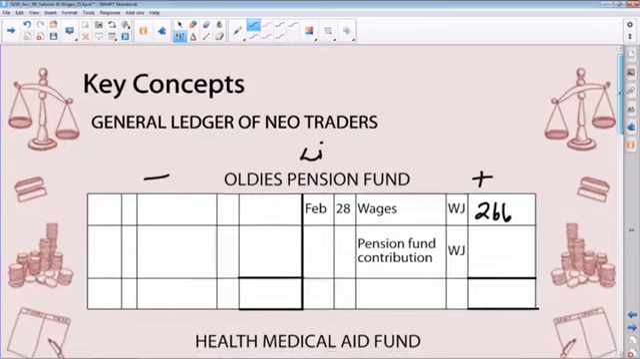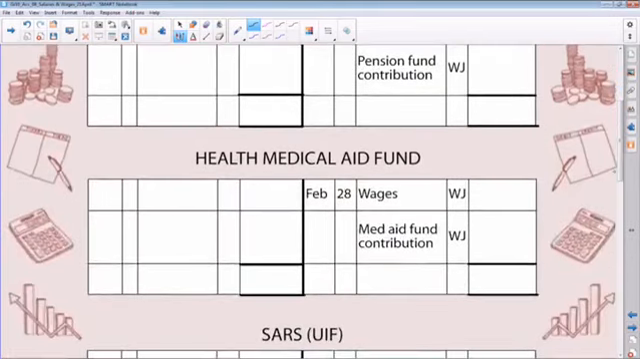Guys, I know you know that medical aid deductions will be shown as a liability, will be shown on the credit side of the T account. And remember, this medical aid, the name of the medical aid is just a random name, health medical aid fund. And remember, you had to take your amount to health medical aid fund on the credit side, so minus plus. We can also just make a note and say it's a liability. And did you remember? It was 180 rand.